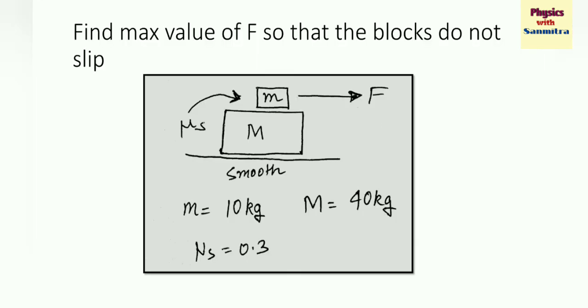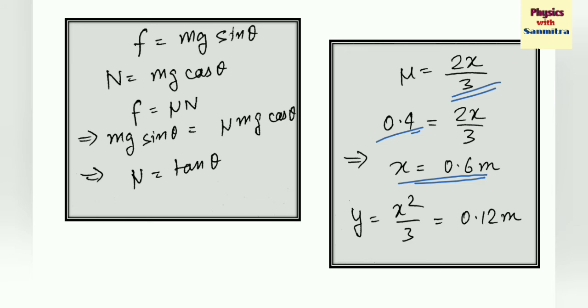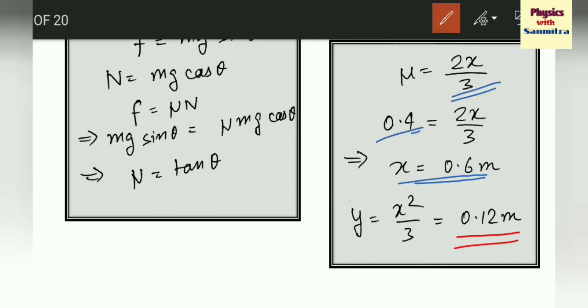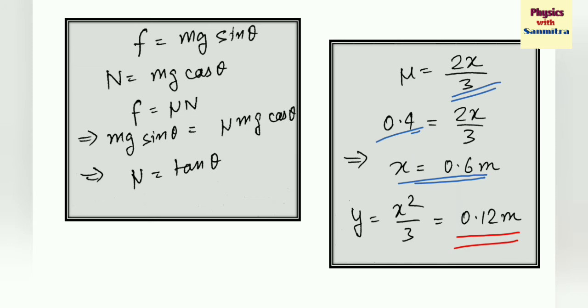I have done it here. So x square by 3, that is 0.6 square by 3, that is 0.12 meter. So the insect can climb up to a height of 0.12 meter. That is the answer. So this required a little bit of your analytical skills, but you can easily solve these kinds of questions. You just have to find the tangent of the angle that the surface is making. Exactly, that is the key in this type of questions.